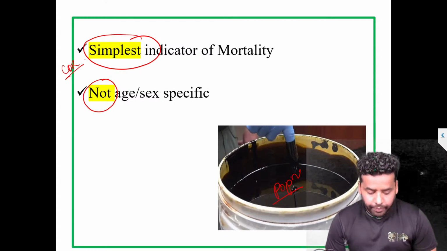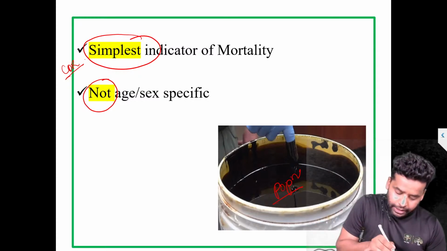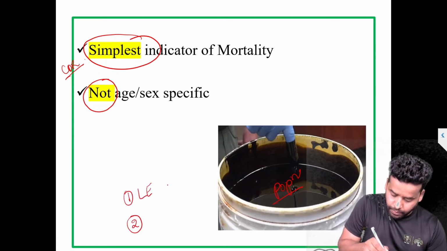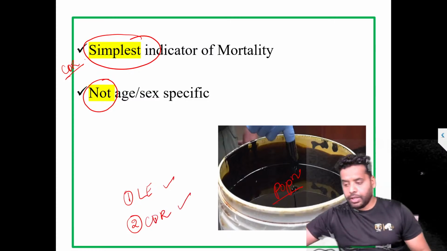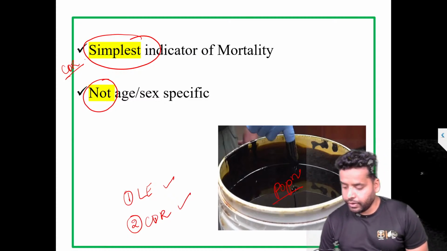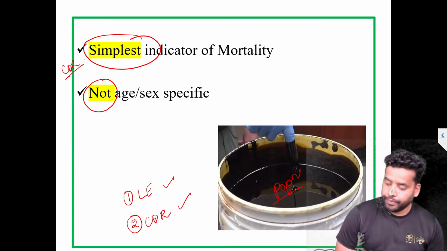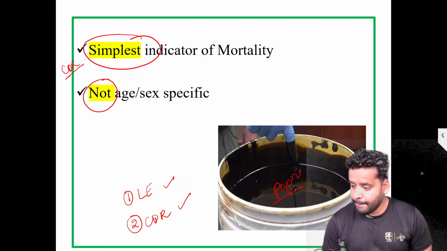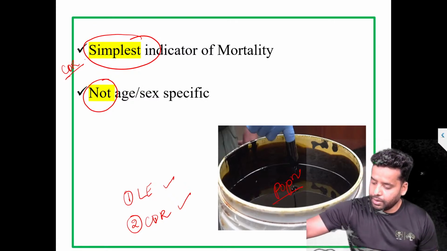So we have finished 2 mortality indicators now. Tell me, what are the 2 mortality indicators we have finished? Type it in the chat box. Good. Yes, crude death rate and life expectancy. Very good.